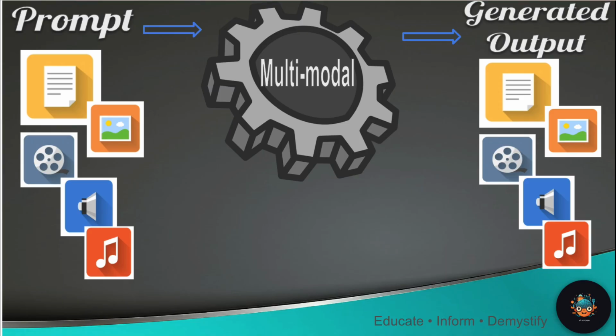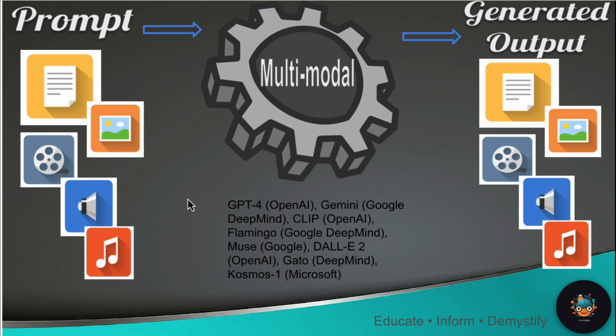Now that we have seen that quick demo, let's also explore some of the different pre-trained models in this space. We have seen GPT-4 in action. The other pre-trained models are Gemini, CLIP, Gato, or Cosmos.